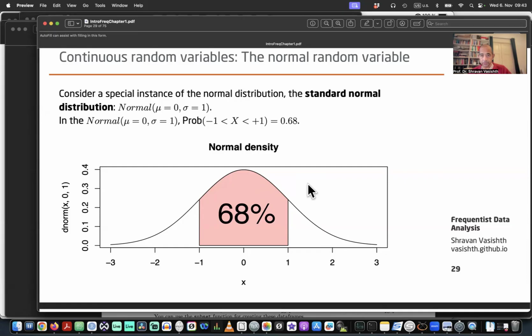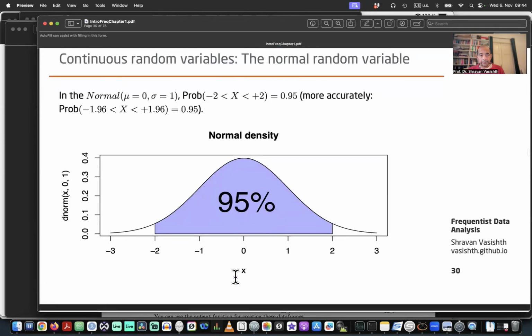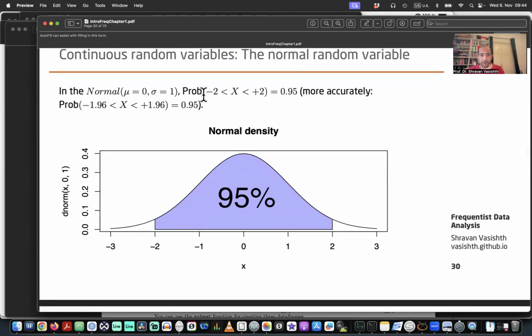So it's important to name it, so that whenever I say the standard normal distribution, I'm talking about mu equal to 0 and standard deviation equal to 1 in the normal distribution. Now, in the standard normal distribution, one important property of it is that for x values ranging from -1 to +1, the area under the curve will be 68%. The area under the curve for values ranging from -2 to +2.